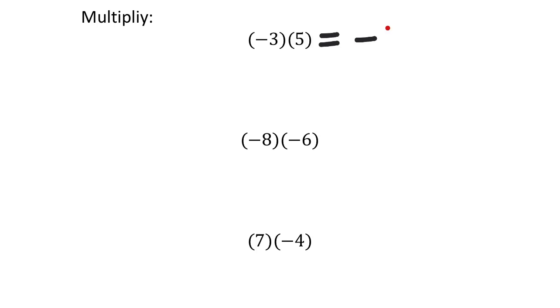3 times 5, bam, is 15. So the answer there is negative 15. But what do we do about negative 8 groups of negative 6? Well, the negative from negative 8 tells us we're going to take the opposite of the negative 6, which makes it really 8 groups of 6. And the answer to that one is 48.